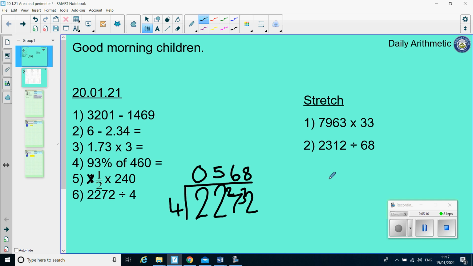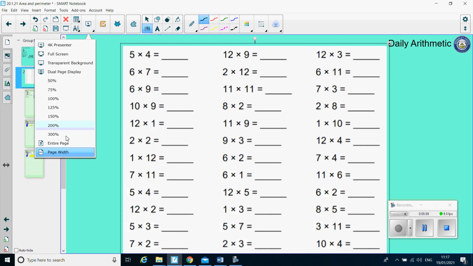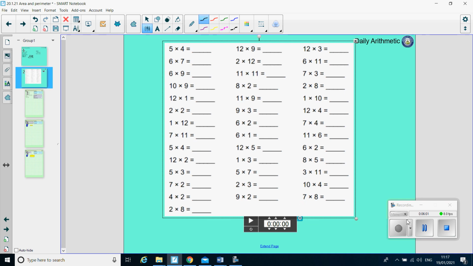Stretch questions, if you chose to do those today. Number 1, the answer was 262,779. And question 2, the answer was 34. Okay, if you'd like to pause the video in a moment then and give yourself a minute for the times tables today.